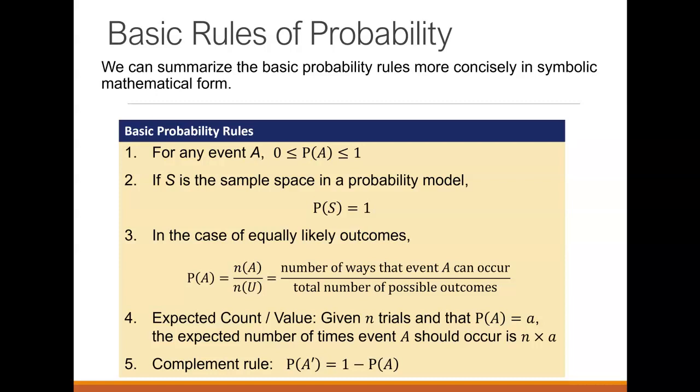So our basic rules for probability are still the same as from last chapter, right? A probability is a number between 0 and 1. S is the sample space, so the probability of the sample space has to be 1. If we add up the probability of all the outcomes, we better get 1. In the case of equally likely outcomes, the probability of getting outcome A is just the number of ways that A can happen divided by the total number of possible outcomes.